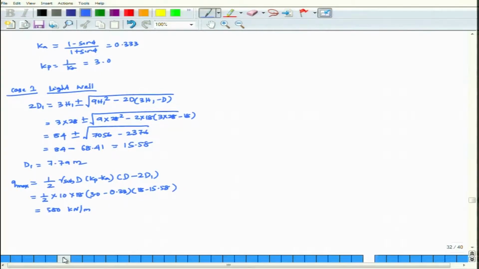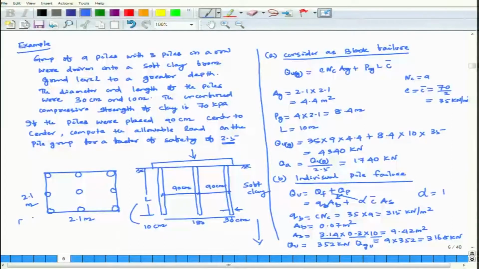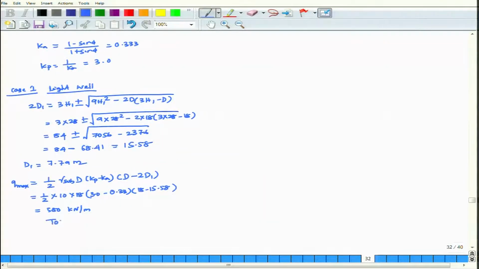Total force Q maximum is equal to 580 into 8, which comes out to be 4640 kilonewton. Then allowable is equal to 4640 divided by your factor of safety, which is equal to 2.0, which is equal to 2320 kilonewton, which is greater than 1000 kilonewton for light well.